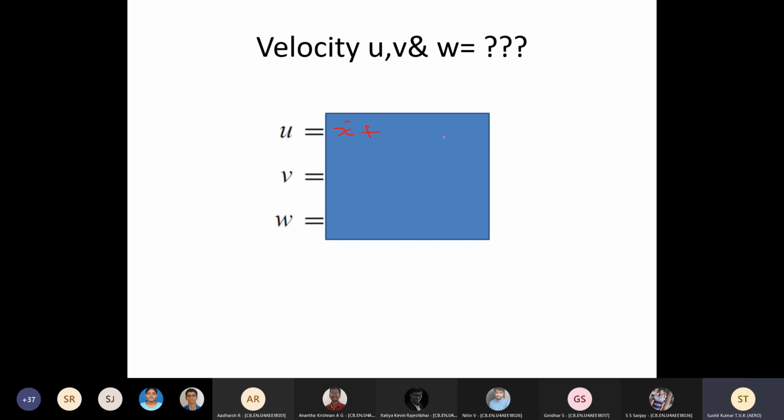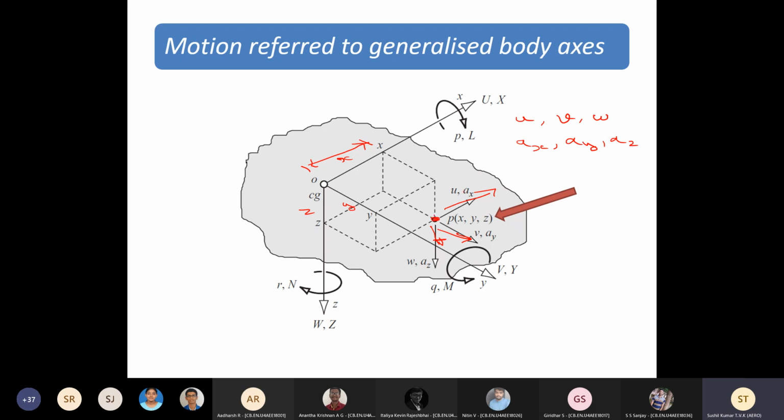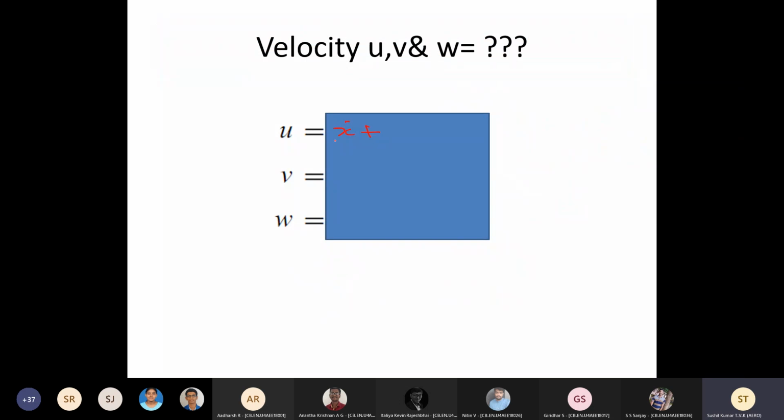I'll again go back to this thing. I'm talking about velocity along this axis. Obviously, if x is changing, x dot is going to be one of the components. But because this is a very generalized system, you're going to have rotational components also. So it is linear components plus some rotational components.